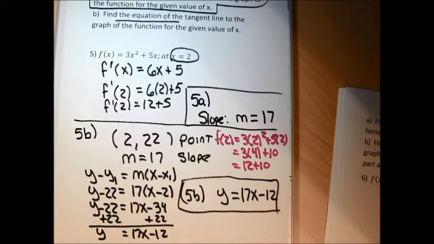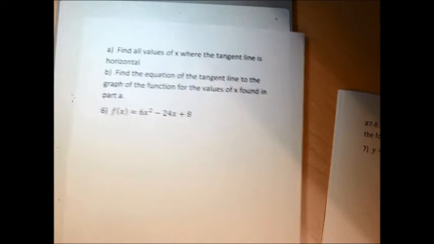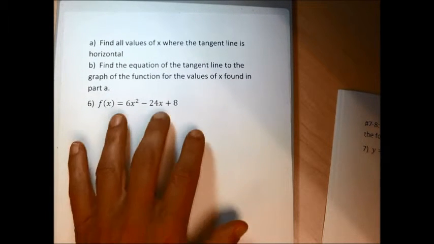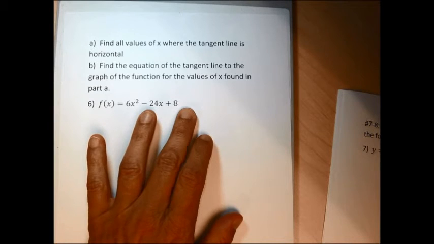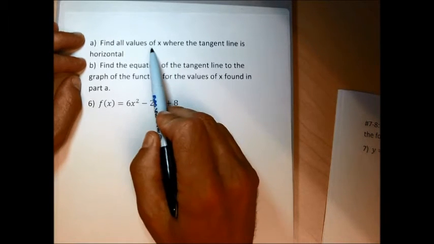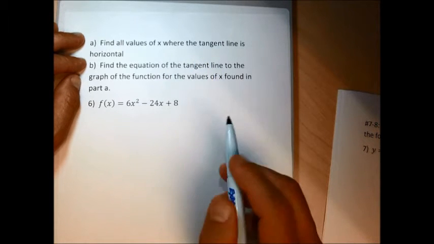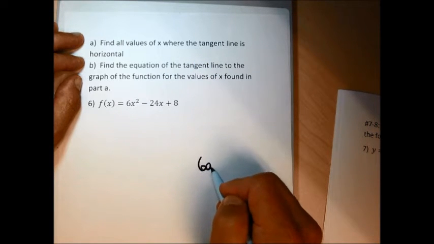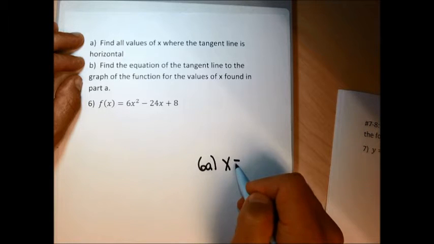6 is similar, but in some sense in part B I could shortcut it, but I won't shortcut it on the review. But if you remember the shortcut, you can use a shortcut. So for 6, I'm given an equation without a value of x because I don't need it here. Part A wants me to find something different. It wants me to find a value of x where the tangent line is horizontal. So my answer to 6a is going to be x equals something.